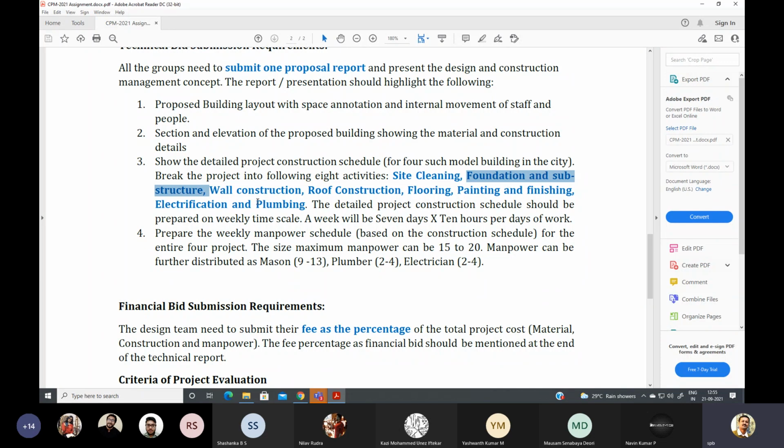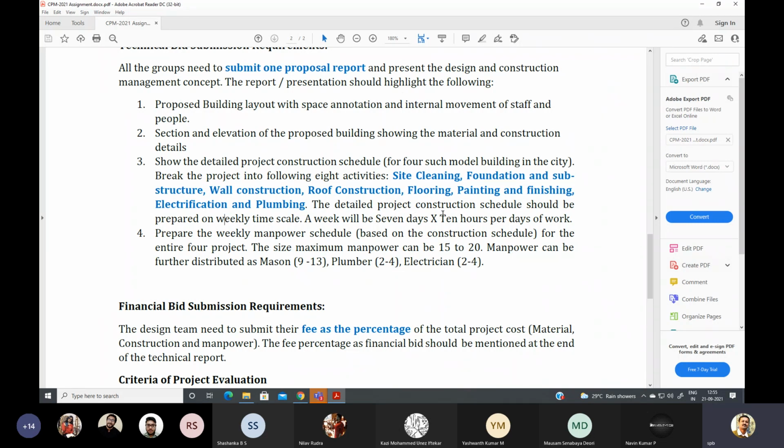So 1, 2, 3, 4, 5, 6, 7. I think 7 activities or 8 activities. 1, 2, 3, 4, 5, 6, 7, 8. Say the electrification and plumbing are 2 different activities. So 8 activities. So don't put more activities. Anything you want, put under that. That will give you uniformity.